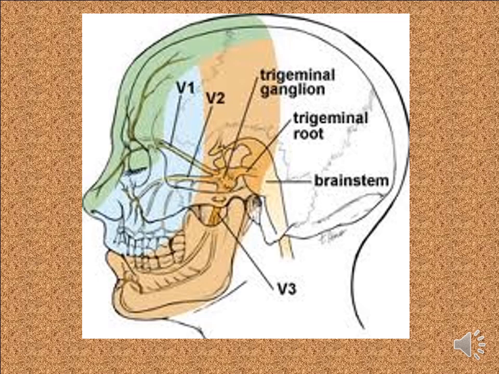The trigeminal nerve has two roots. The largest root is called the sensory root, and the smallest root is the motor root. They start from the brain stem. These two roots go to the trigeminal ganglion, and from the trigeminal ganglion it divides into three divisions: V1, V2, V3. V1 is the ophthalmic division, V2 the maxillary division, and V3 the mandibular division.